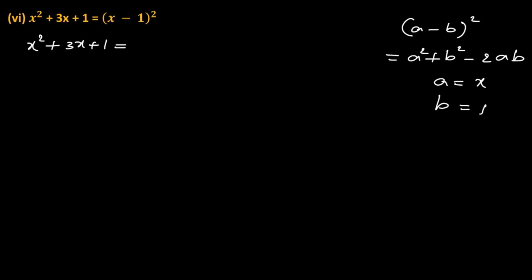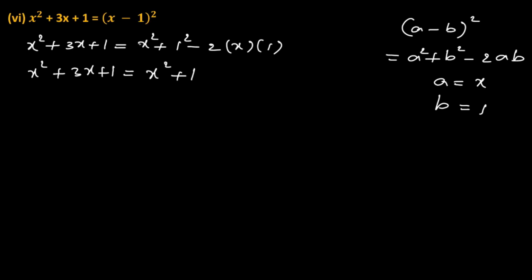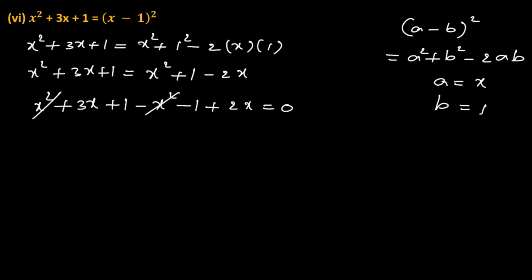Now let us substitute the same values in the place of a and b. x square plus 1 square minus 2 into x into 1. x square plus 3x plus 1 is equal to x square plus 1 minus 2x. Take all the terms to left hand side. x square plus 3x plus 1 minus x square minus 1 plus 2x is equal to 0. x square and x square got cancelled, plus 1 and minus 1 got cancelled. 3x plus 2x is 5x, so 5x is equal to 0, x is equal to 0.